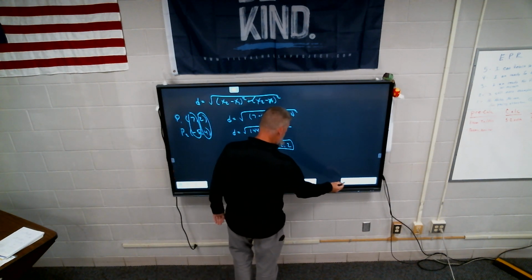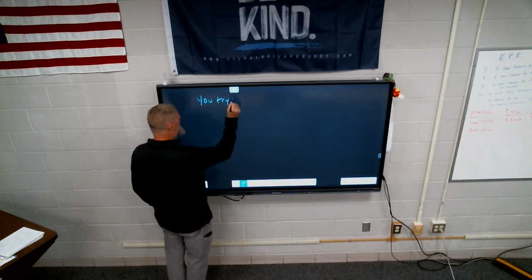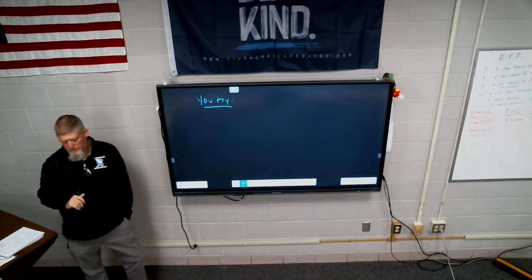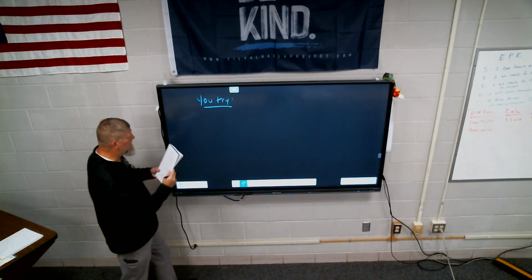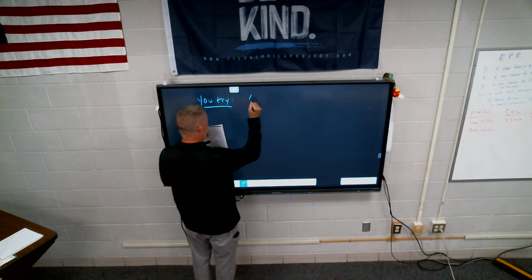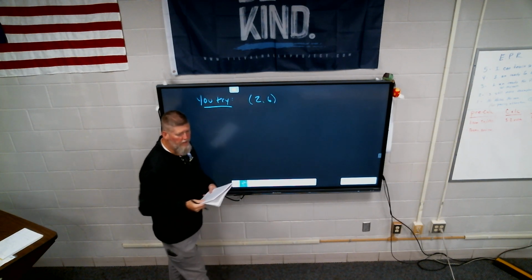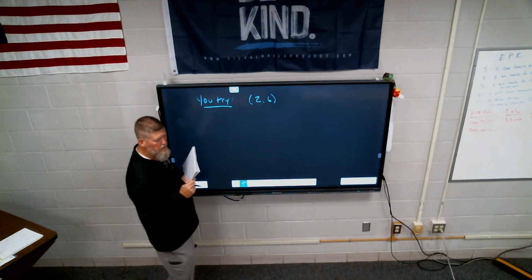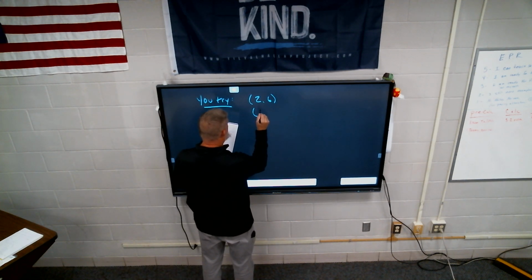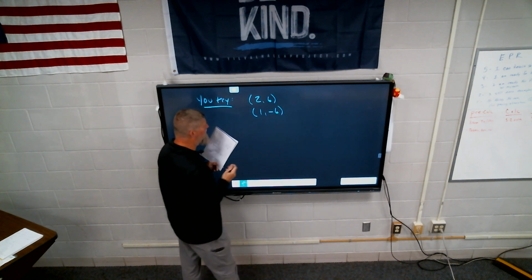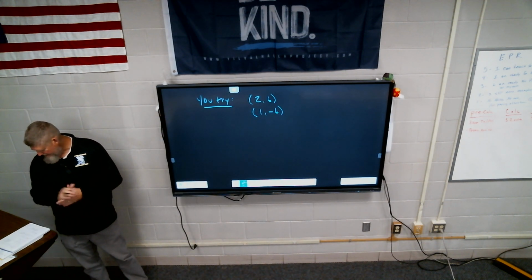Others? All right. Try this one on your own. You try. And once again, you don't have calculators. That's fine. You can leave it as a radical. I'm going to give you (2, 6). So what quadrant is (2, 6) in? First. And (1, -6). So that would be in what quadrant? 4, very good. Find the distance between those two.